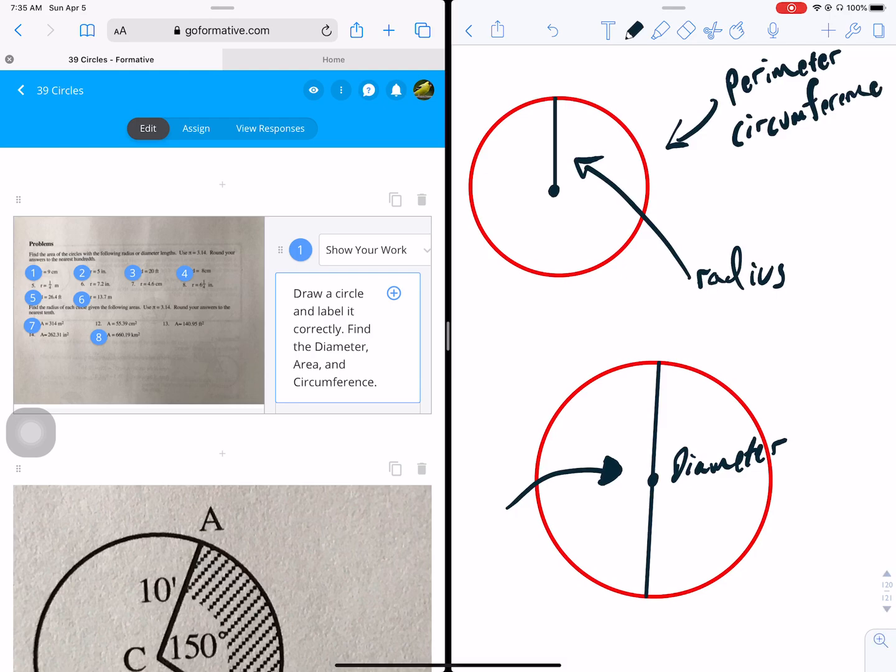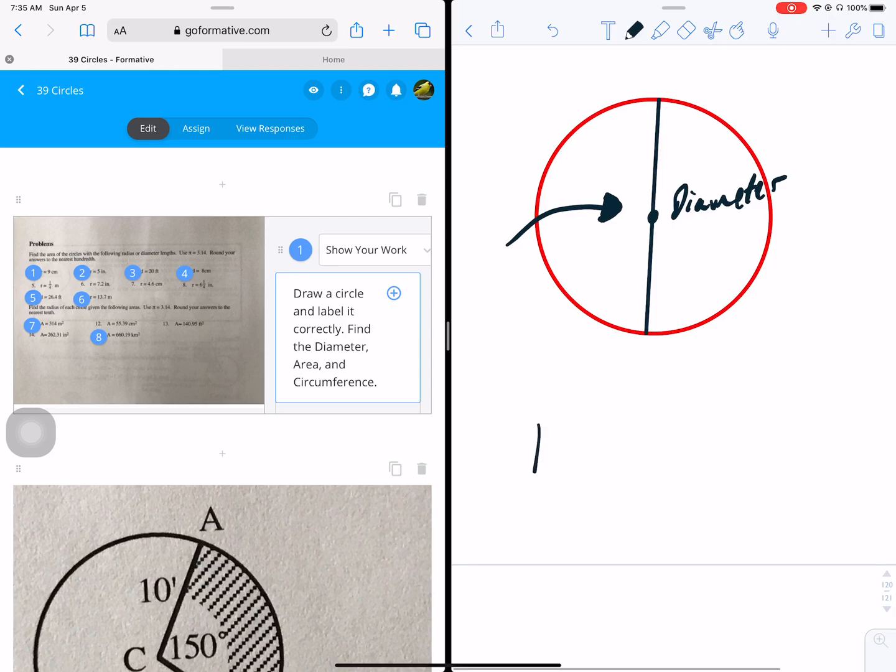So outside of these three things, that's it. We just need to know these three things. Once we understand the radius, diameter, circumference, then we can find the area as well. Now the area is a separate equation. Area equals the radius times the radius again times pi.